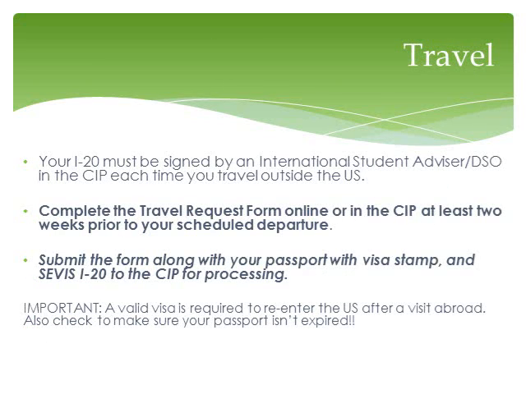Travel. If you would like to travel outside of the U.S. during a school break, you must first have your I-20 signed by your International Student Advisor, DSO. Complete the travel request form online or in the CIP at least 2 weeks prior to your scheduled departure. Submit the form along with your passport with visa stamp, I-94, and SEVIS I-20 to the CIP for processing.